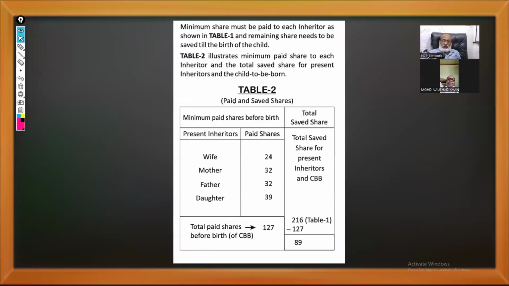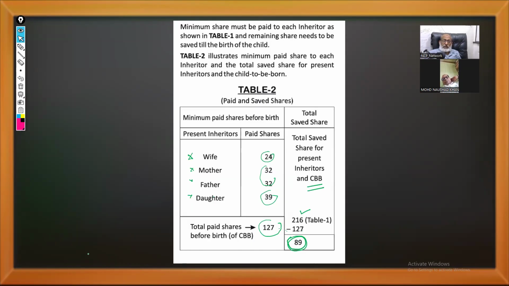So this is table number 2, in which we have explained the present inheritors. We can give the share to the present inheritors: minimum share 24, 32, 32, and 39. So 127 share will be paid before the birth of the child. The total share was 216, and when you subtract the 127, 89 share will be saved for the present heirs and the child to be born.